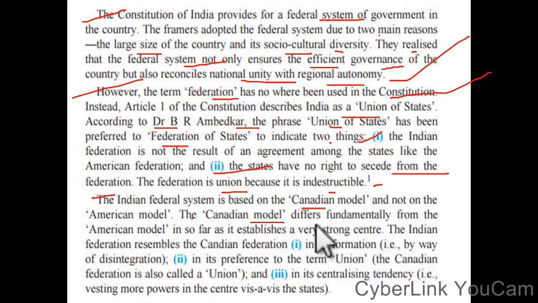The Canadian model, on which the Indian Federation is mainly based, differs fundamentally from the American model, as it establishes a very strong center. The Indian Federation resembles the Canadian Federation in its formation, by way of disintegration, and in its preference for the term union. The Canadian Federation is also called a union. It also resembles it in its centralizing tendency, that is, vesting more powers in the center than in the states.